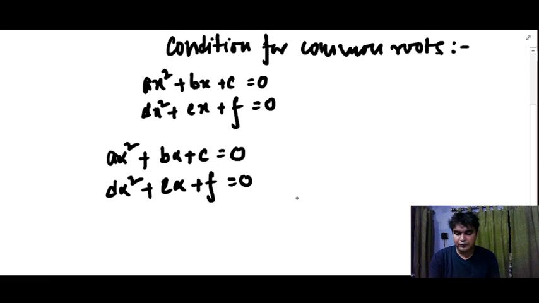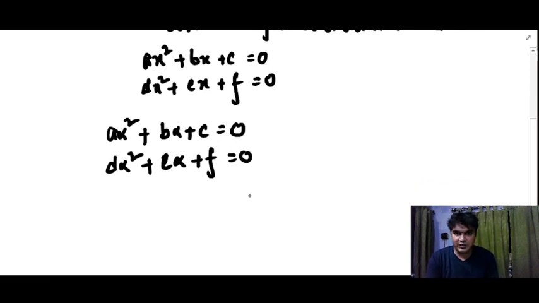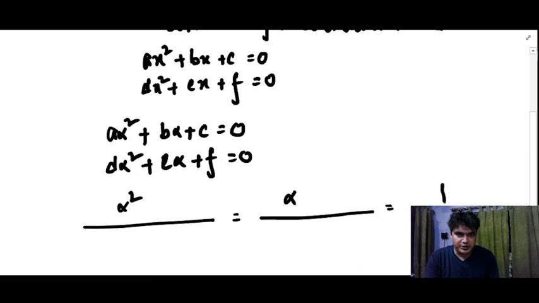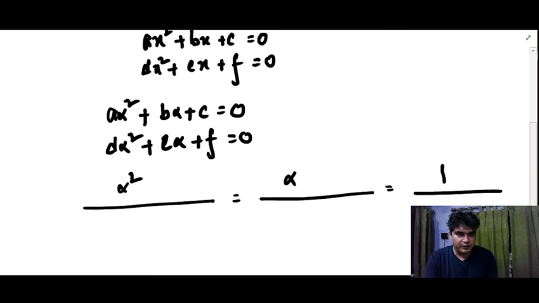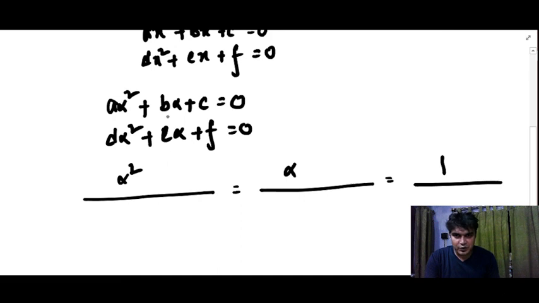Now we are going to solve for alpha using the cross multiplication process. So here the variable is alpha square, we'll take that one. Next, the variable is alpha, we'll take that one. And the constant part, we'll take that one. Okay. So for alpha square, what are we getting? b into f minus c into e, right?